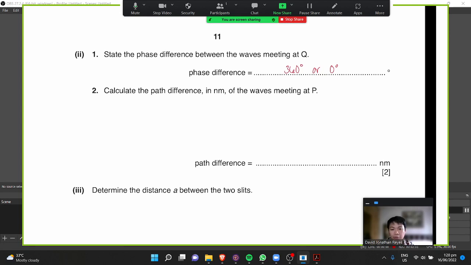Now, in terms of P, which is a dark fringe, what now will be the path difference? So, most likely it's going to be one full wavelength and a half. So, I would just go with 1.5 lambda. That is equal to 1.5 multiplied by 610 nanometers. Okay, so 1.5 times 610 gives you 915 nanometers. So this is now your answer for the path difference.